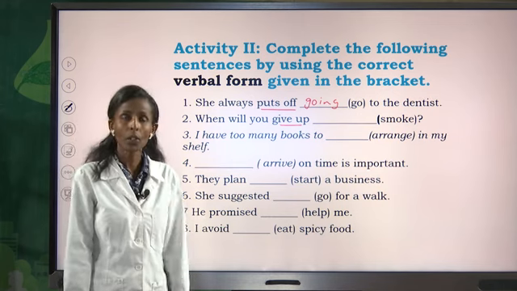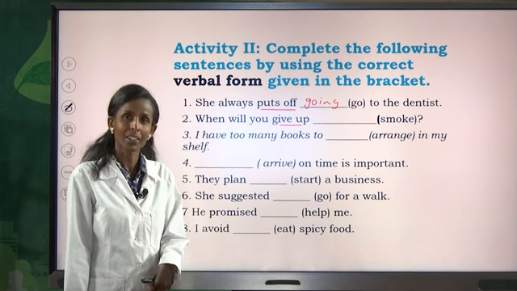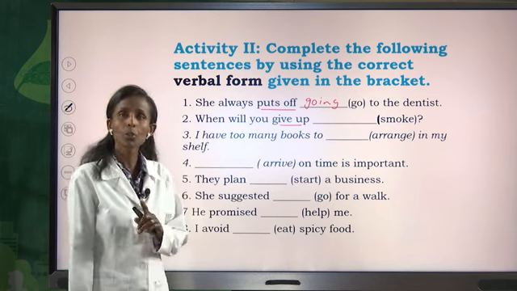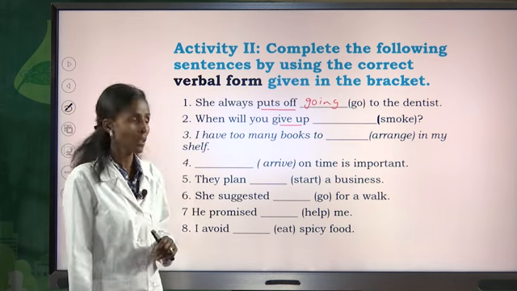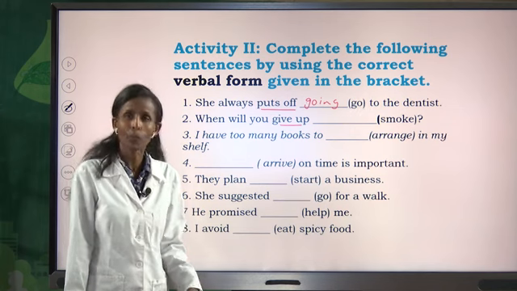Give up means stop. And what is it followed by? Both infinitive, to it, and gerund. But here, which one is suitable? The gerund or the full infinitive? When will you give up? When will you stop? To smoke or smoking?